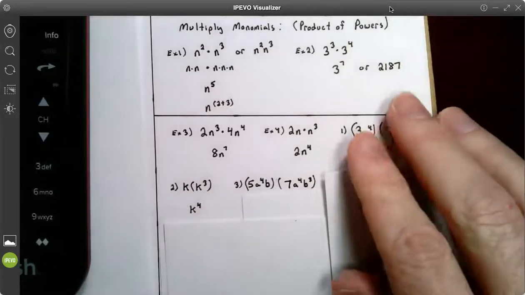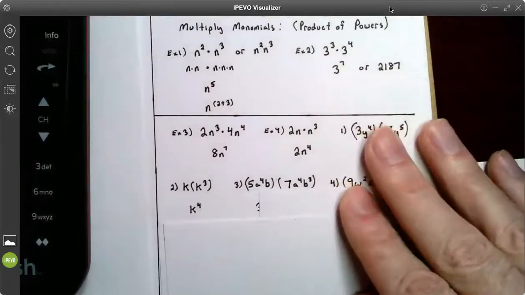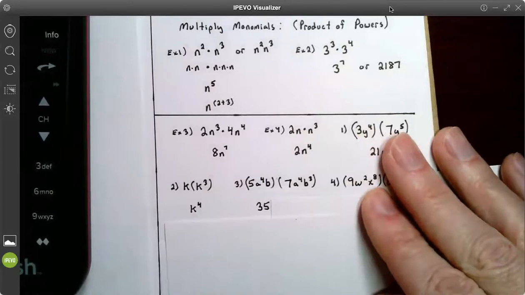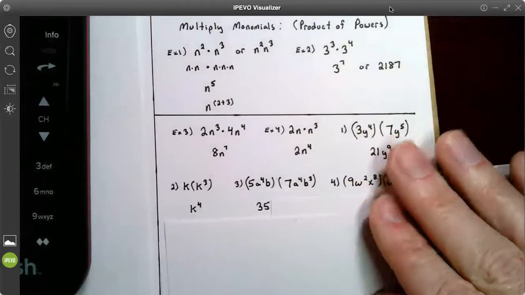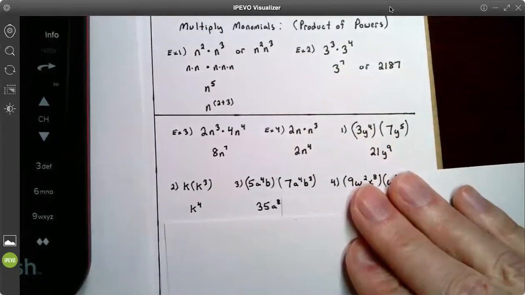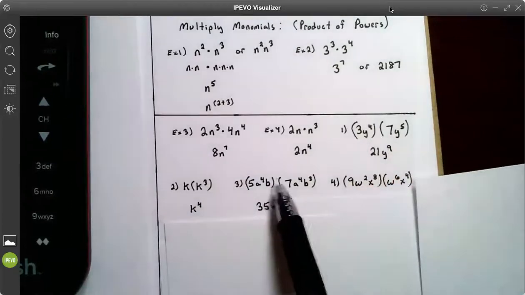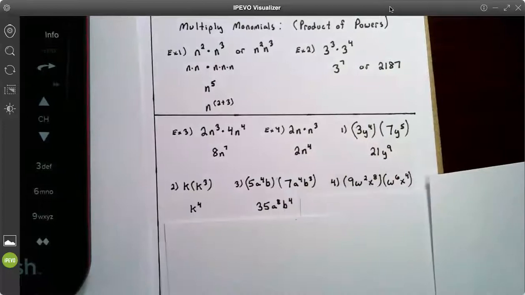When I multiply my coefficients together, 5 times 7 is 35. When I multiply my a's together, 4 a's plus 4 a's is 8 a's. And when I multiply my b's together, 1 b plus 3 b's is 4 b's. So the answer is 35 a to the 8th b to the 4th.